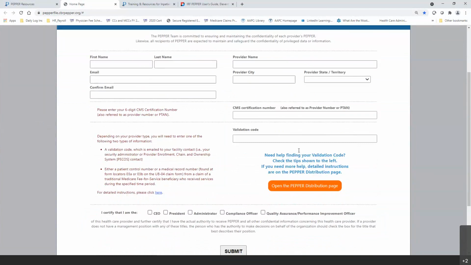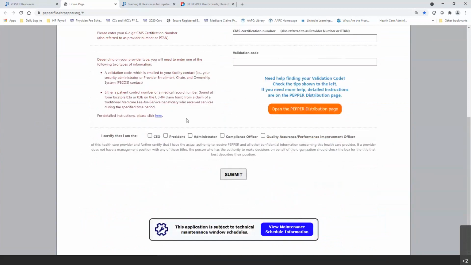And again, we'll go over the CMS certification number and the validation code information. But I wanted to look first at this section down here. We do have a listing of positions within the organization that we ask you to check which position you hold within the organization. If you don't see your position listed here, I don't want that to dissuade you from downloading your Pepper. If you have the authority to make decisions and you have the authority to download this Pepper, then you can check the box for the title that best describes your position and your responsibilities at that facility.